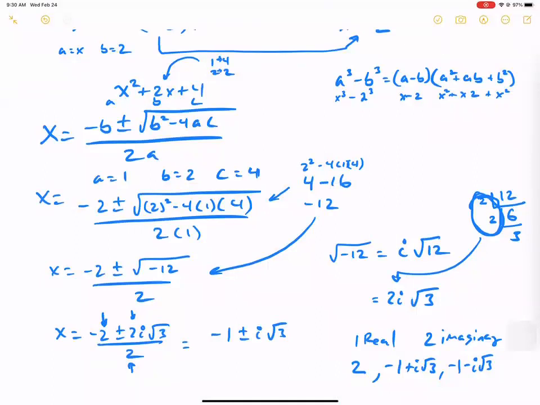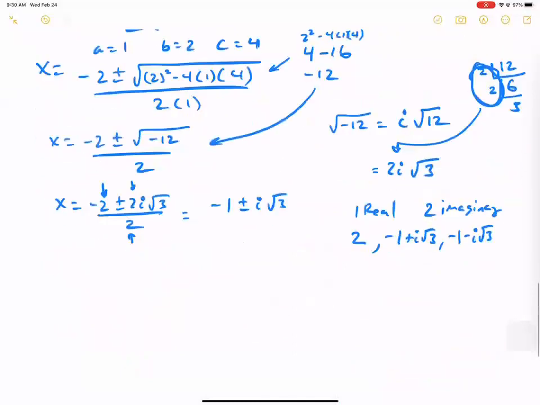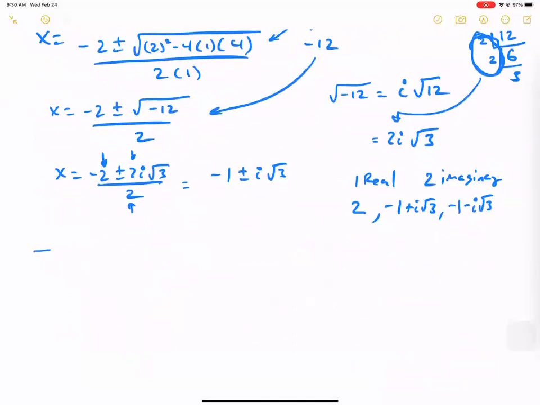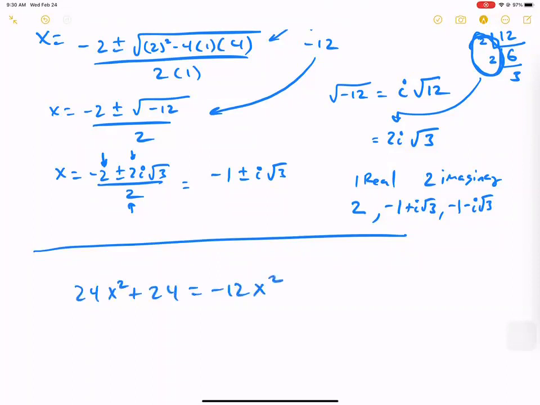Okay. So again, what happens when I can't factor? Now, there are, again, other easy problems. And if I give you an ugly problem that looks like this: 24 x squared plus 24 equals negative 12 x squared minus 3.